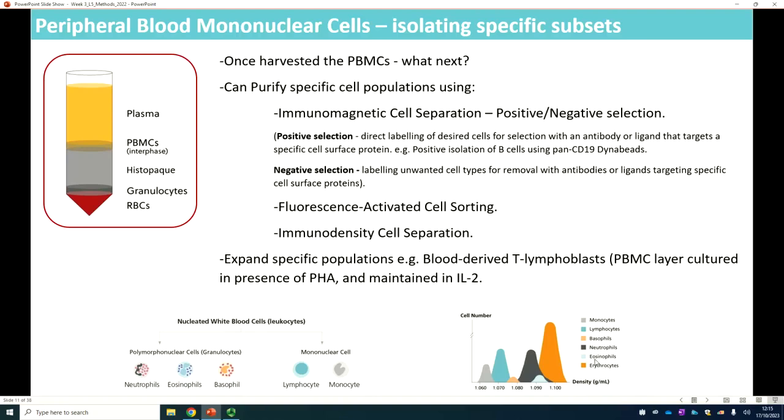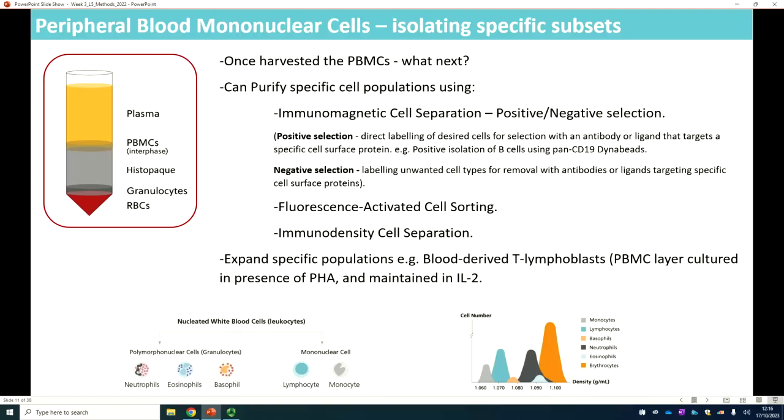But that's a little bit more crude, obviously, because you can see you've got overlapping regions between your different cell populations. But what we can also do is expand specific populations. So let's say we've got our PBMCs, but we want to isolate T cells or T lymphoblasts. So what we can do is take the PBMCs, put them in culture, and then culture them in the presence of PHA. So this is phytohemagglutinin, sorry.